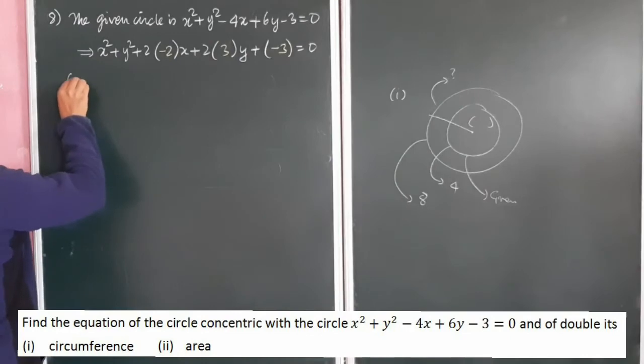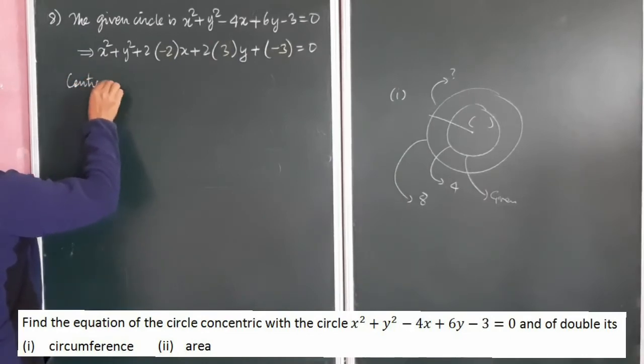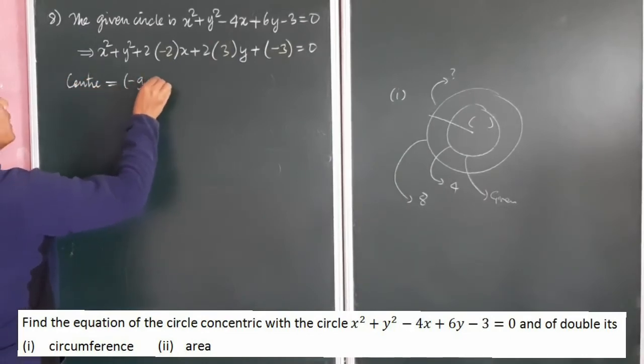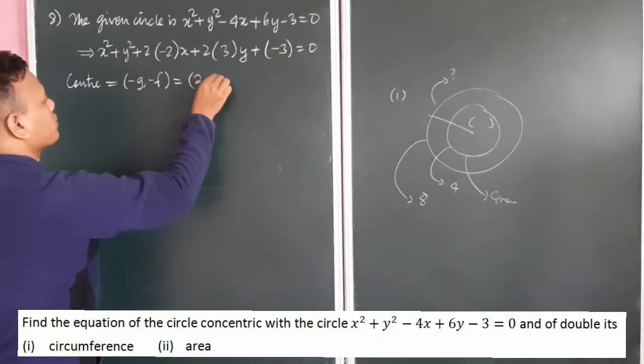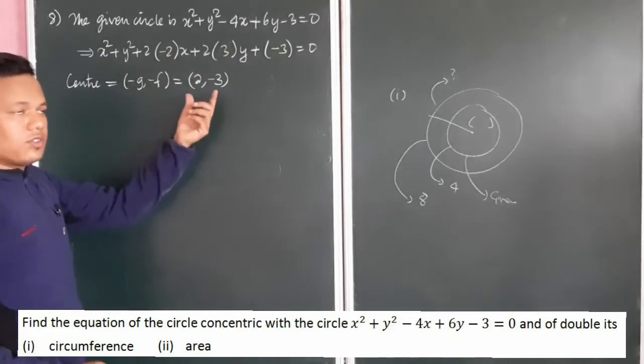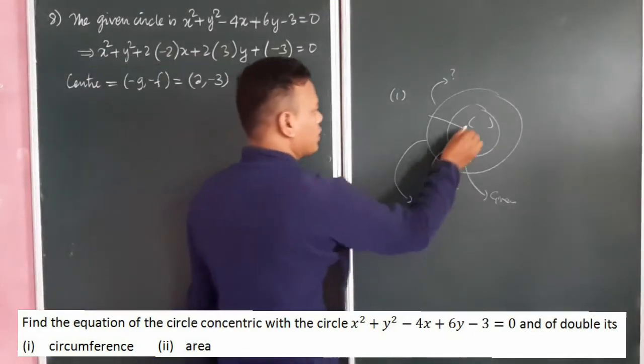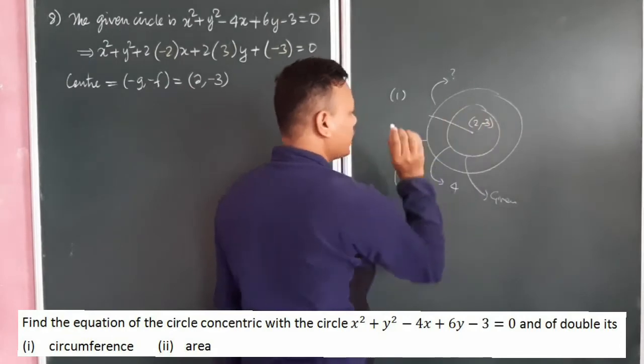So center will be how much? It is minus g comma minus f. So this turns out to be minus of -2 is +2 and minus f is -3. So this is the center of the circle. So we've got our center to be 2 comma -3.